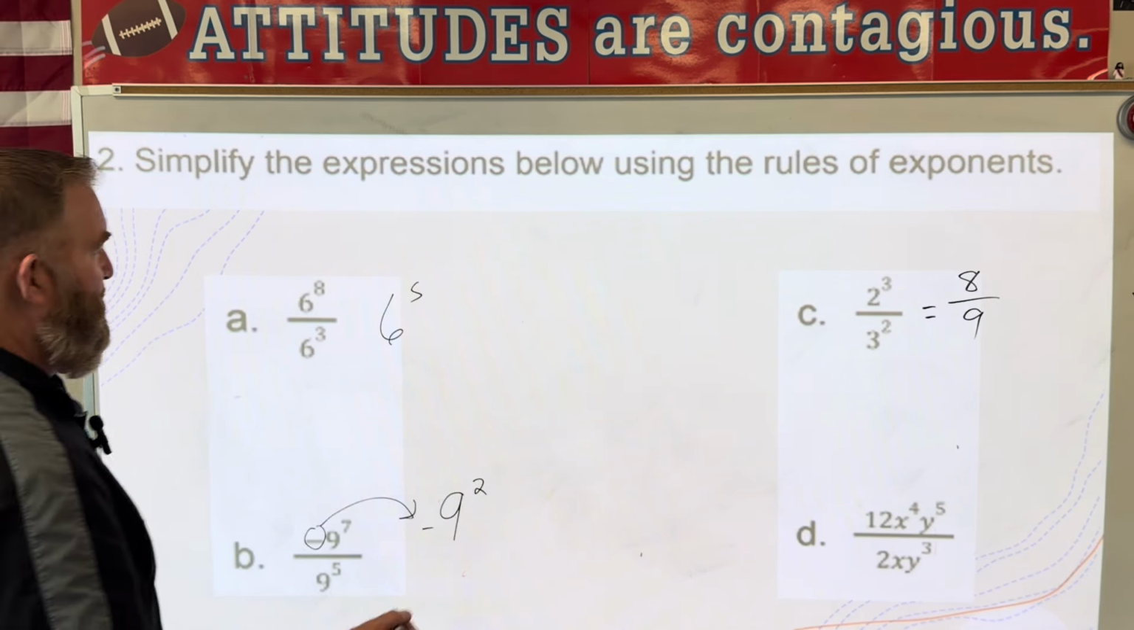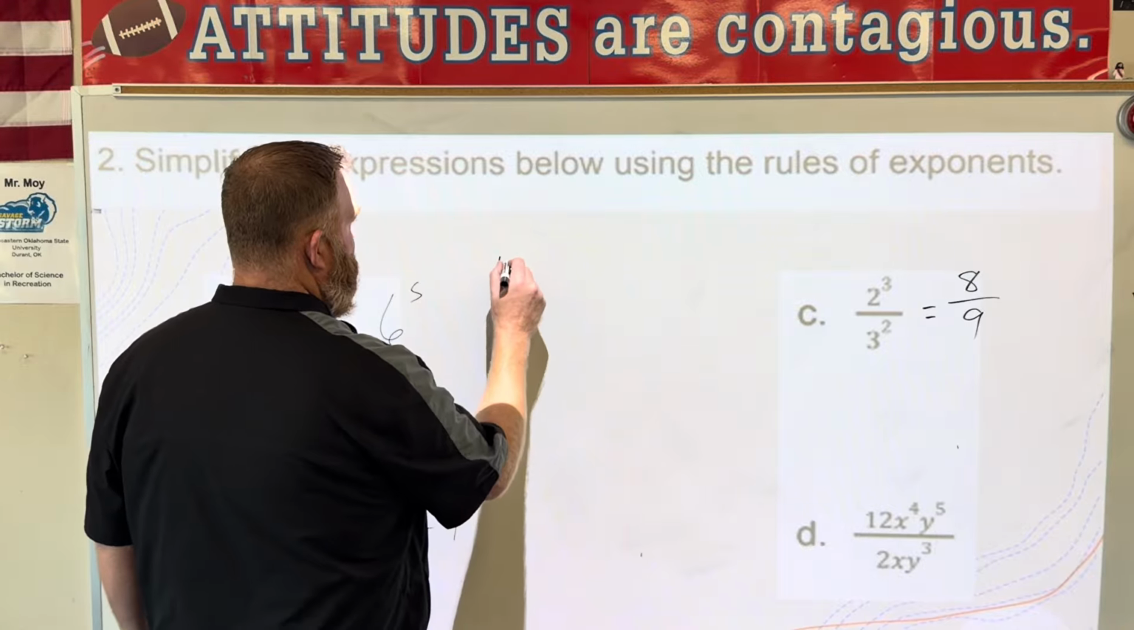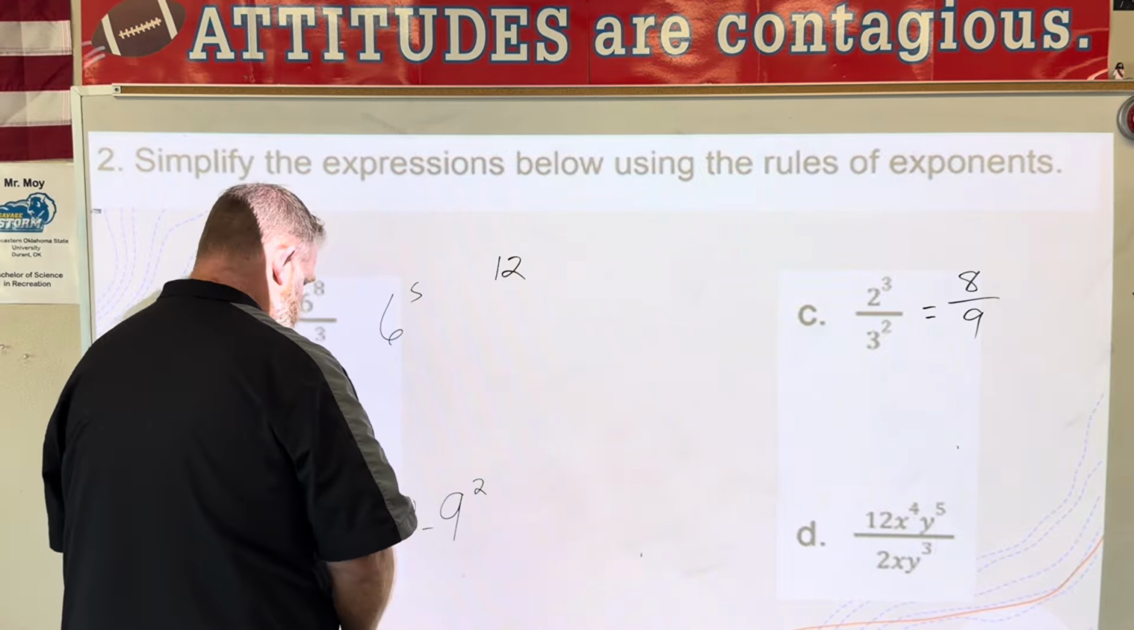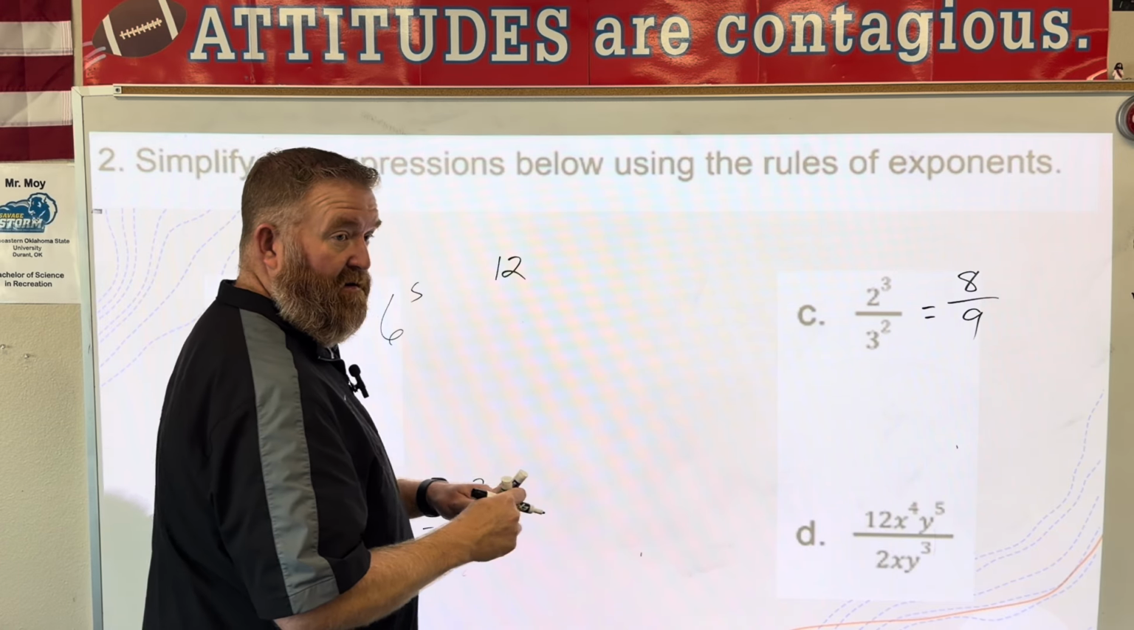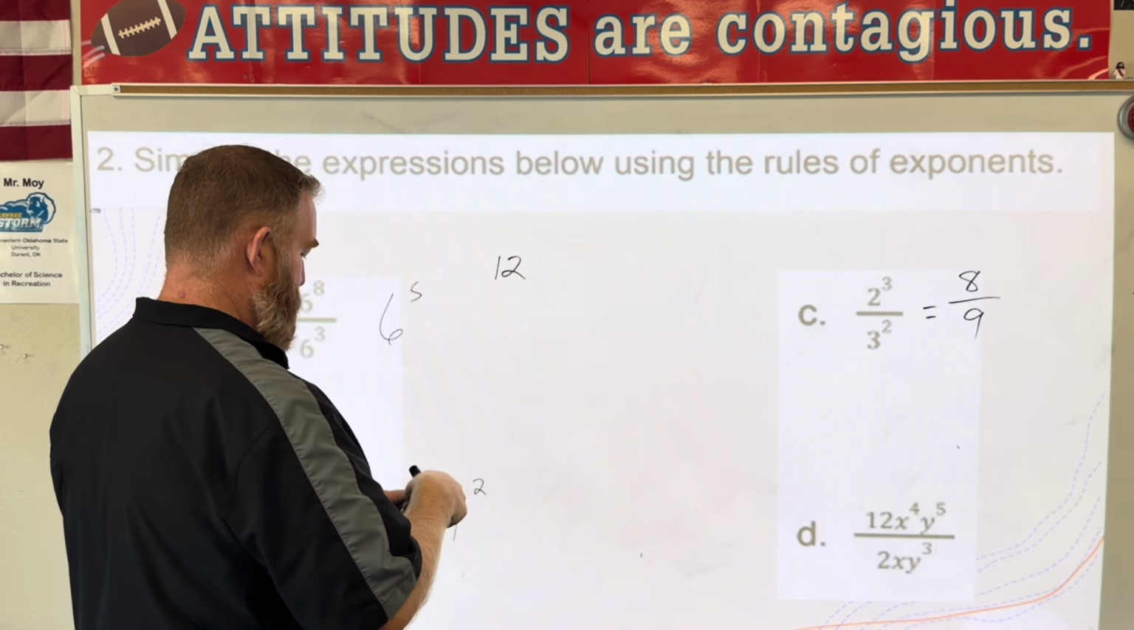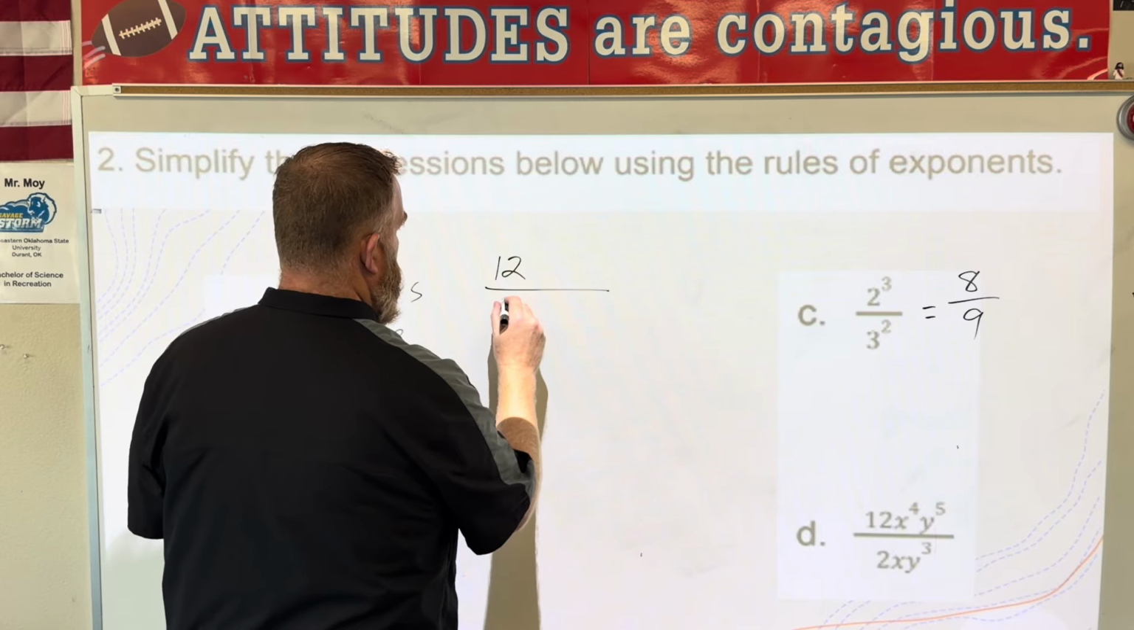All right, let's do letter D. All right, this one's gonna be a little confusing. Can I write this? I'm gonna put this in different colors. Fair? Yes. Watch what I do here. Okay. Watch what I do.